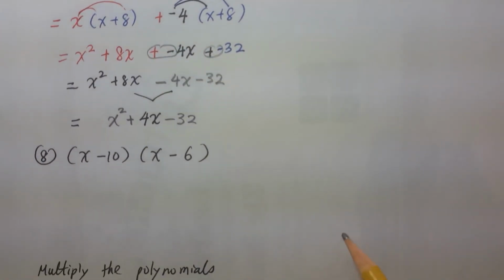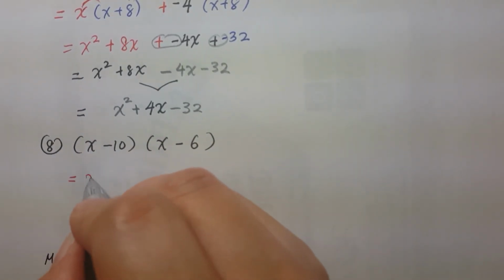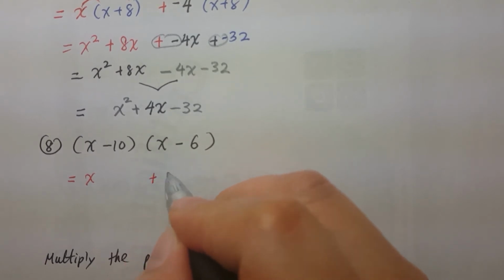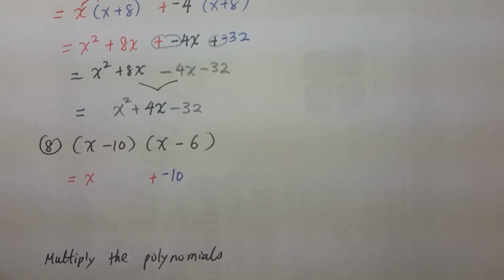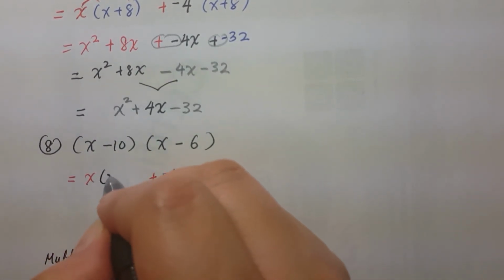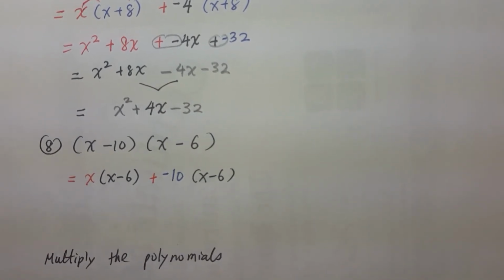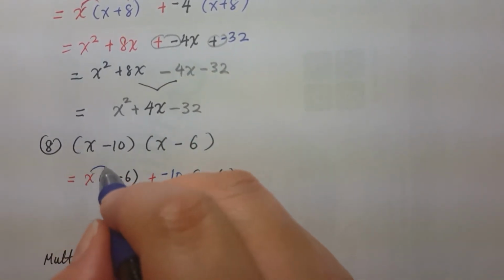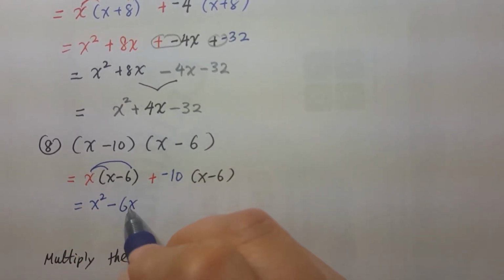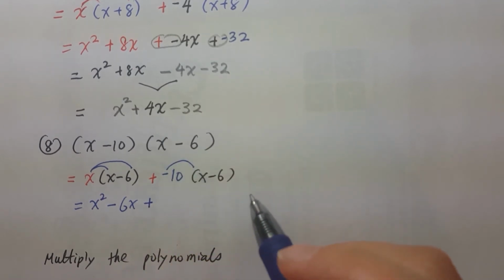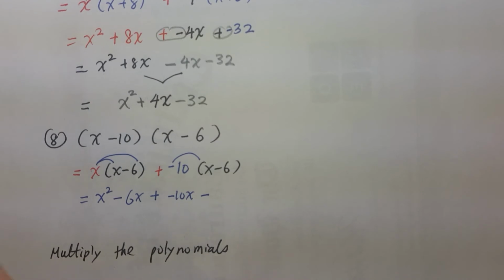Let's go to number 8. So we're going to have x plus negative 10. Now each will multiply the x minus 6. Now we're going to multiply it. X times x is x squared minus x times 6 is 6x. Plus sign stay the same. Negative 10x. And then we have a minus sign over here.